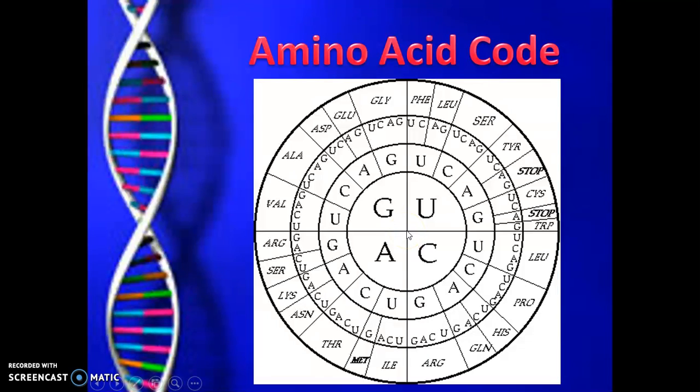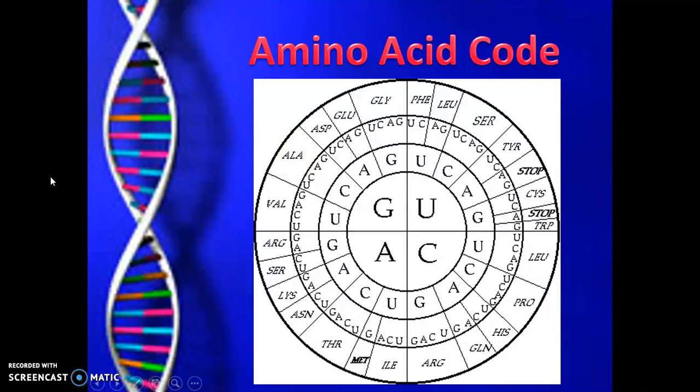So I said GCA. So from the center, we go to G. And then from that letter G, we go out. I said C. So here's our letter C. From there, we go out to, I said A. And then we get our answer, ALA, which is short for one of our amino acids. So ALA, that's our first amino acid. Okay? So start in the center, work your way out.